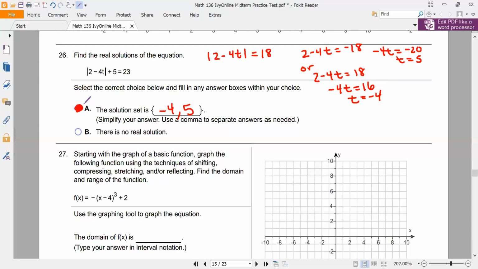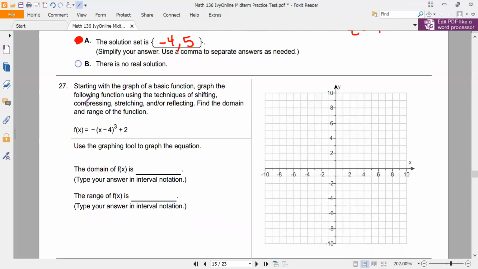Okay. Number 27 says start with the graph of the basic function and graph the following transformations or techniques: shifting, compressing, stretches, and/or reflecting. Find the domain and range of your function. So this is x cubed's parent function is the shape. So I'm going to graph that guy right here first.